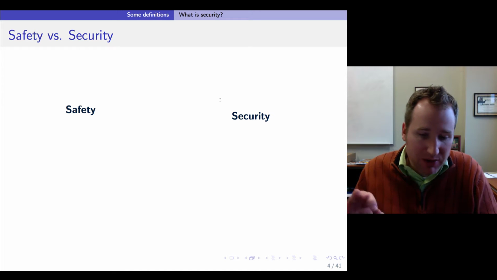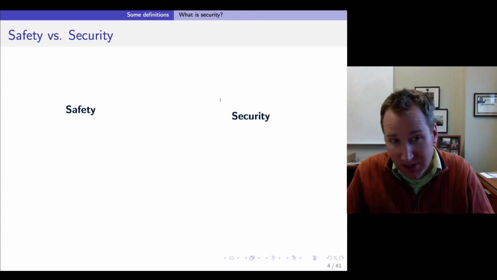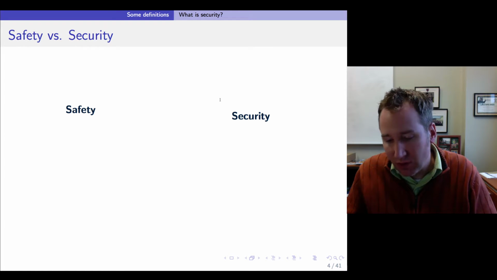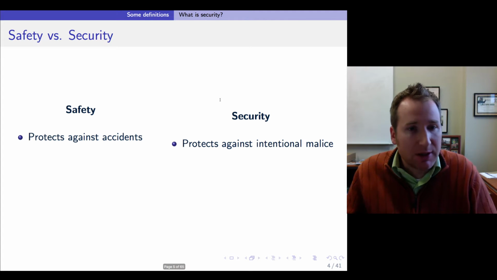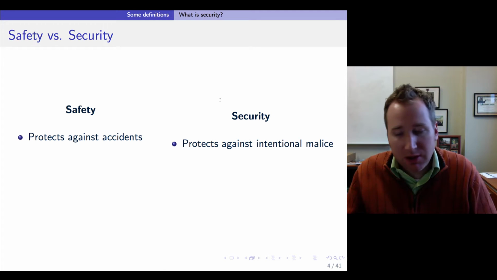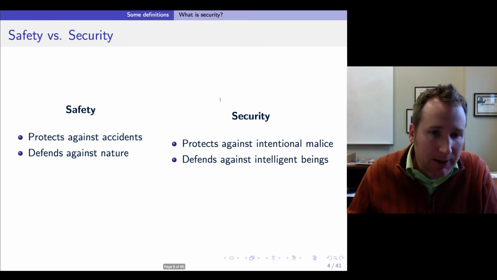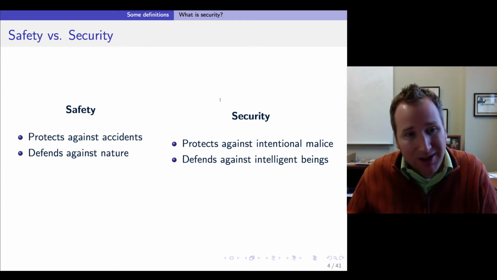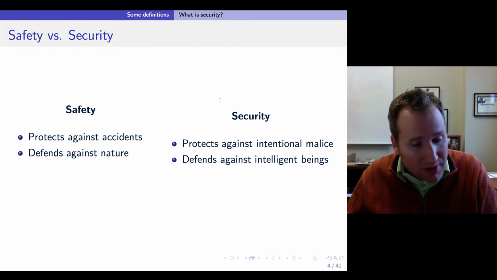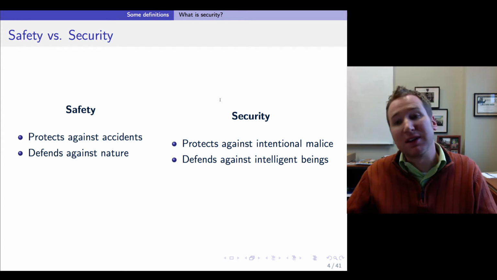So, if we think about security, it's nice to contrast how we approach security versus how we approach safety. There's a very long tradition in the safety community to try to deal with accidents. Whereas in security, rather than protecting against accidents, we're protecting against intentional malice. In the safety community, you think about threats from nature. So you have random events that can occur at any time, and their targets are also randomly selected. Whereas in security, we defend against intelligent beings.